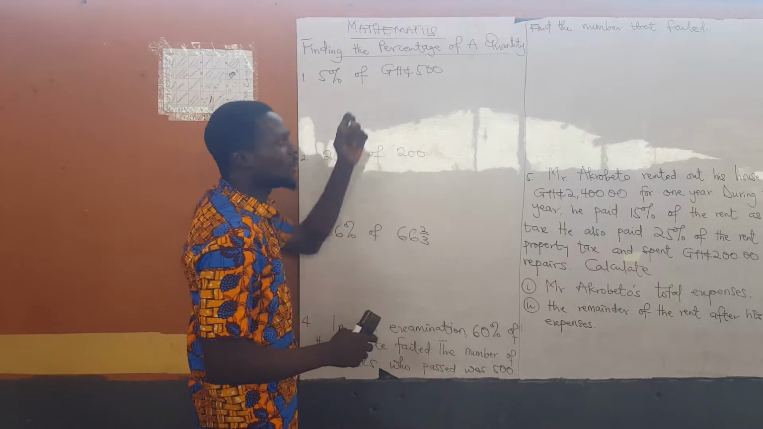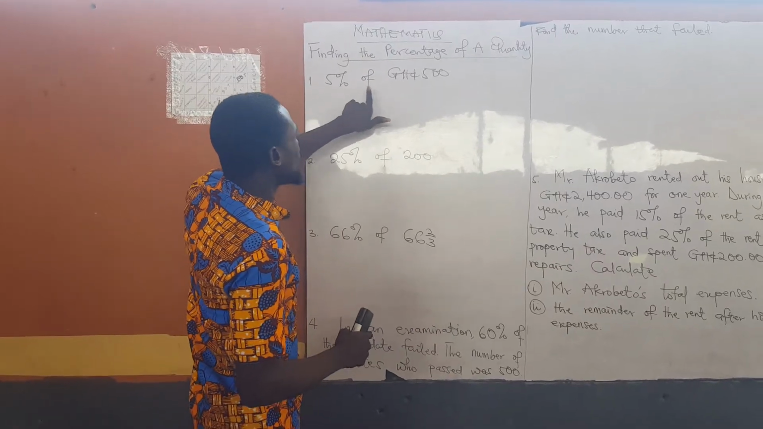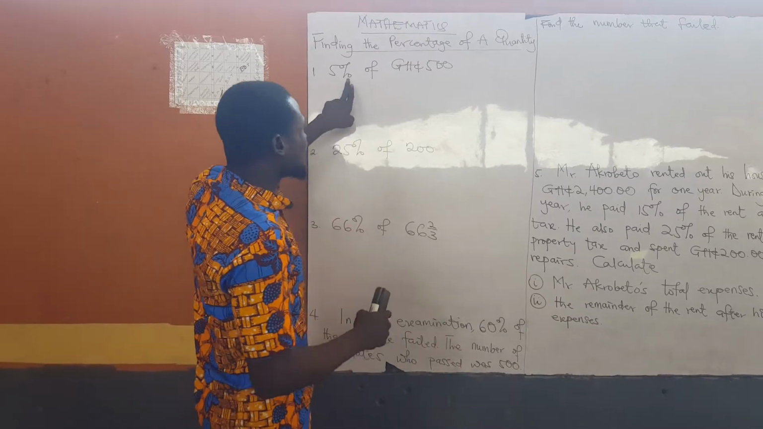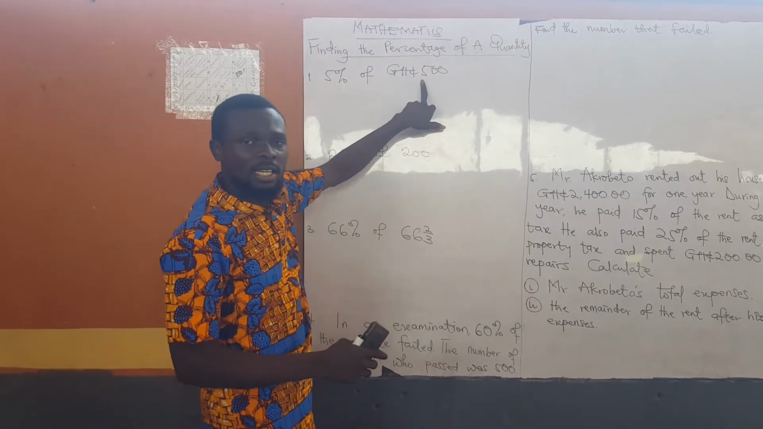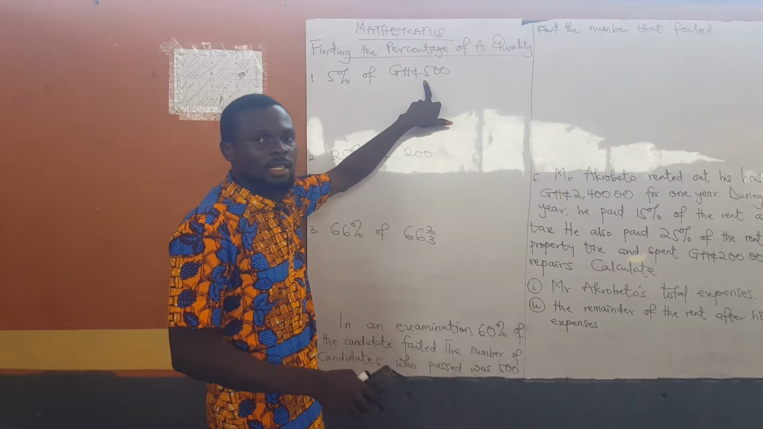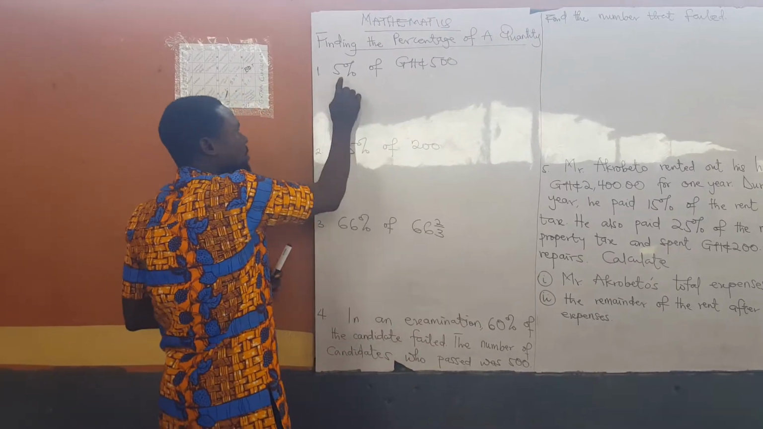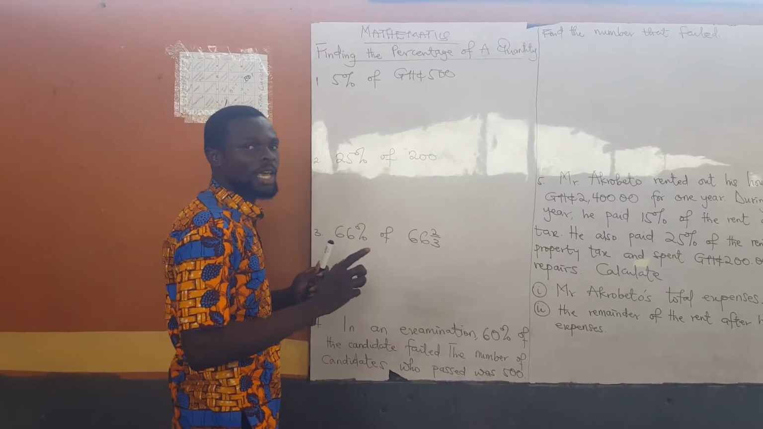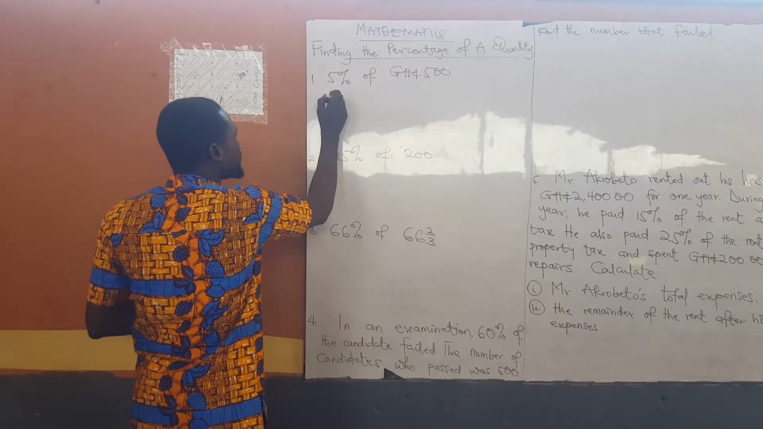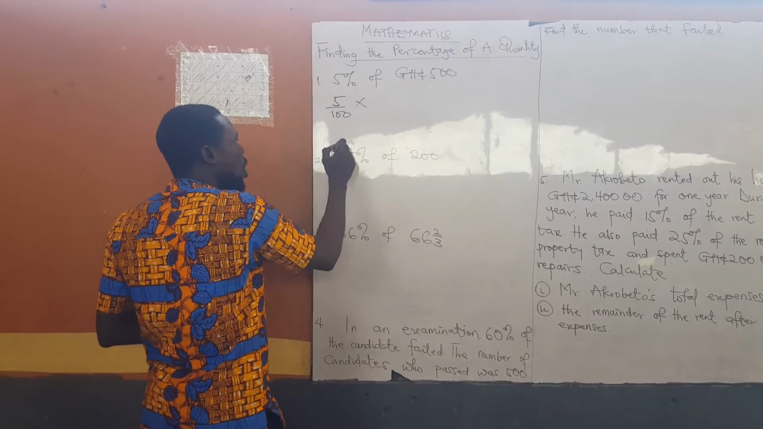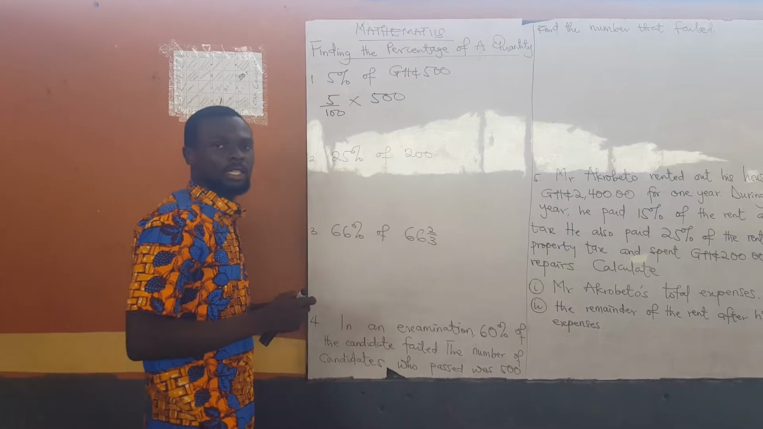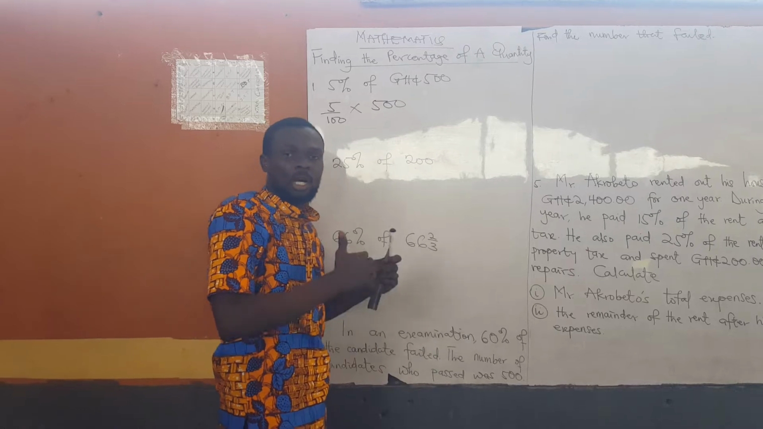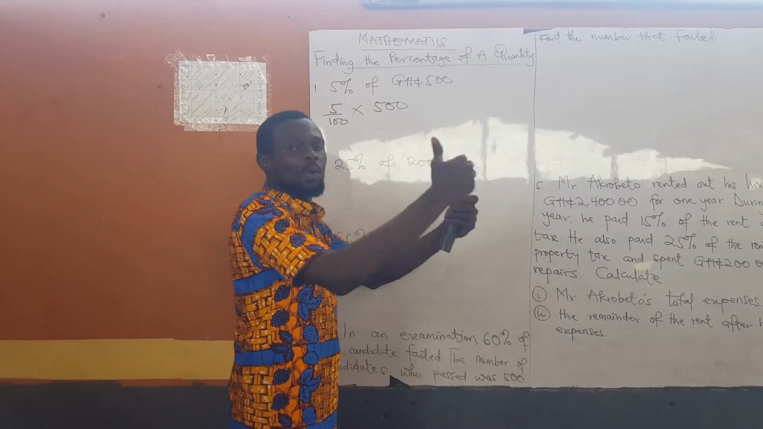So when you look at the first one, we have to find 5% of 500 Ghana cedis. So the percentage is 5% and the quantity is 500 Ghana cedis. So just multiply the 5% of this, and we know that "of" means multiplication. So this is going to give us 5 over 100 times 500. So we are finding the percentage of the quantity. That is, multiply the percentage by the quantity.